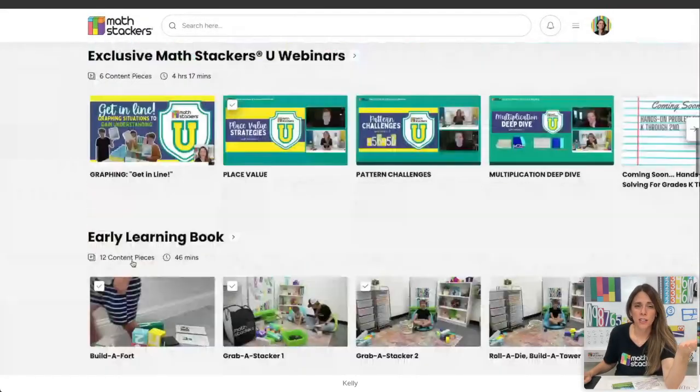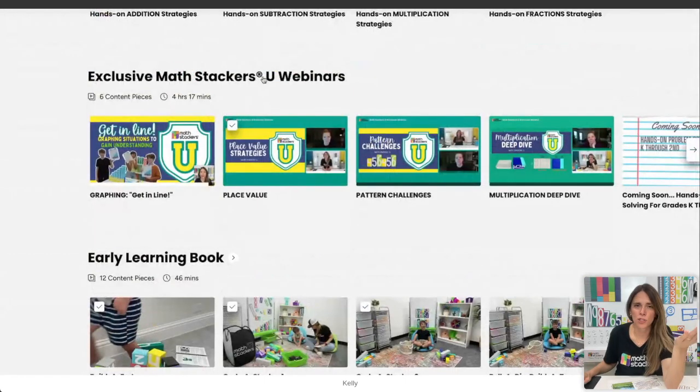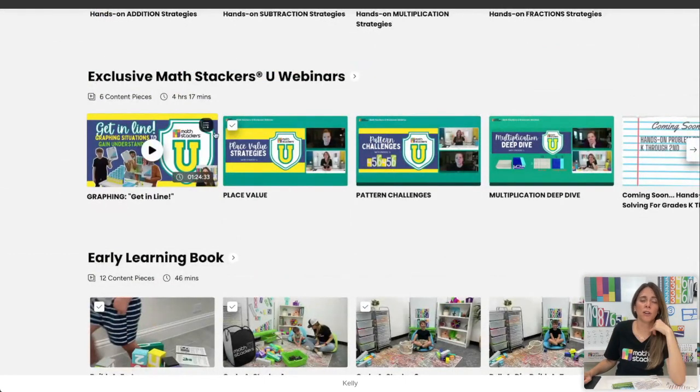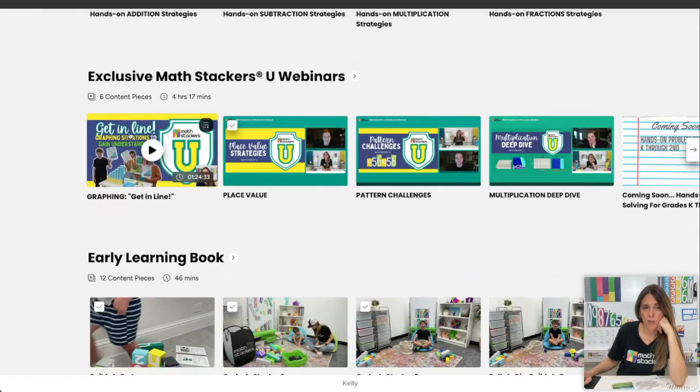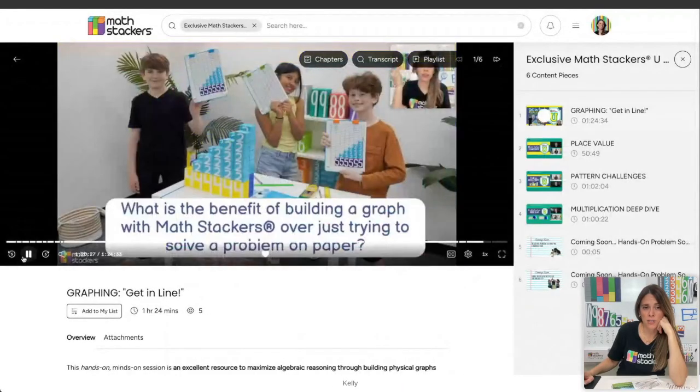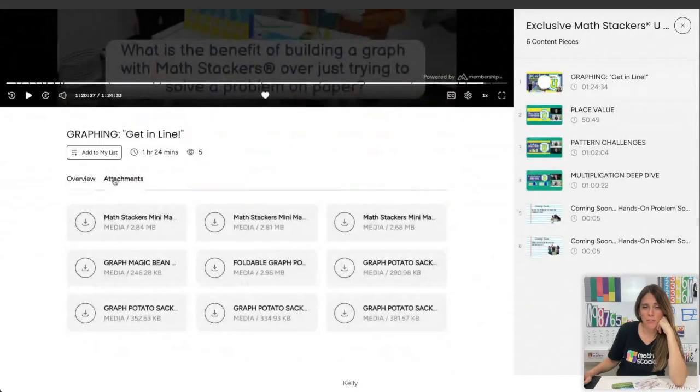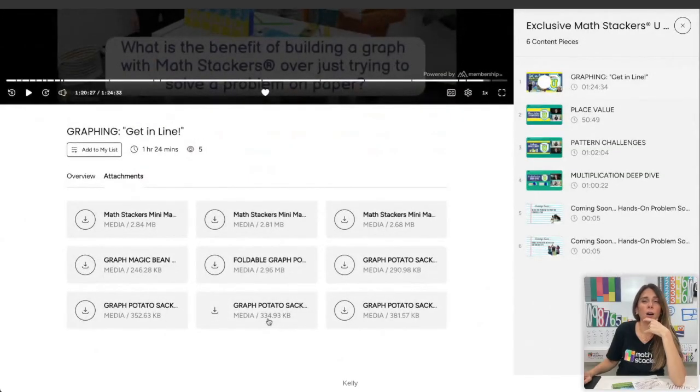And then we have these exclusive Math Stackers U webinars, just like you're in today. This one's going to be loaded up, but here's that graphing one, the first one right here. It is an hour and a half. This is where you will find that graph paper. We have a ton of resources in here. Foldable station cards, all different types of situations involving graphing. You can find it in there.